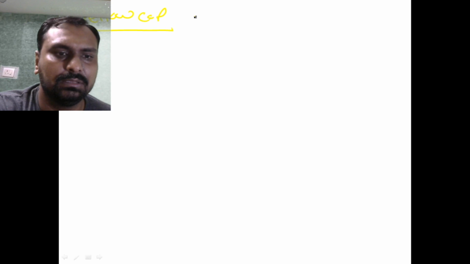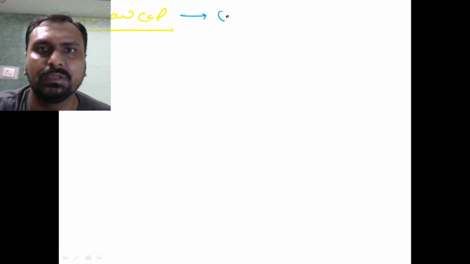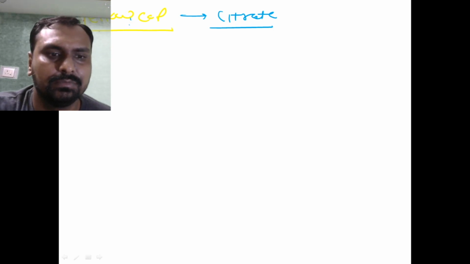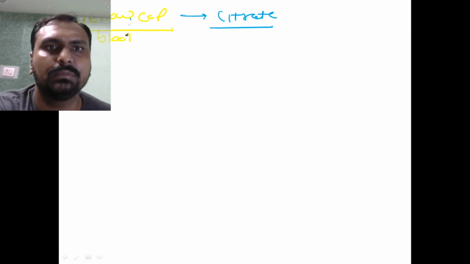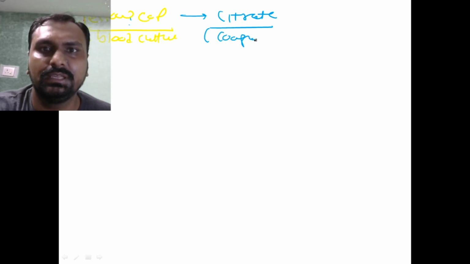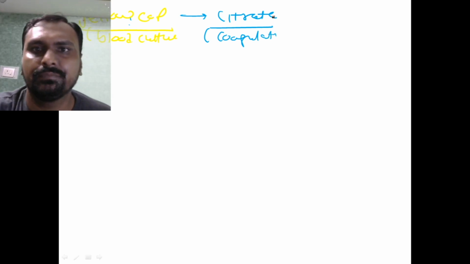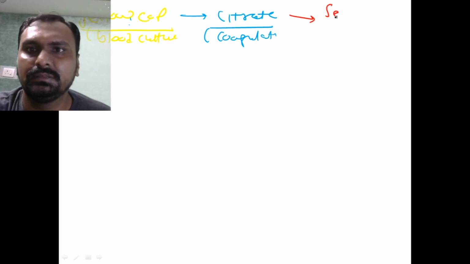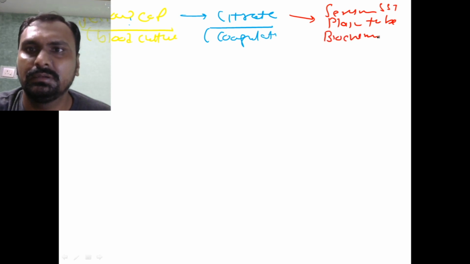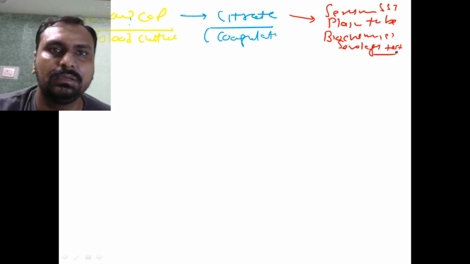yellow stopper. Then we take the blood in the citrate, okay, yellow cap for the blood culture. It is for the blood culture, while citrate is for the coagulation study. And third is we take in the serum or plain tube, serum separator tube, SST or plain tube. It is mainly for the biochemistry test and serology test, right?